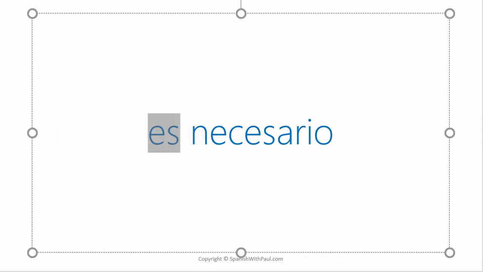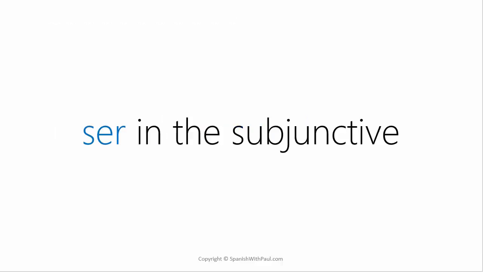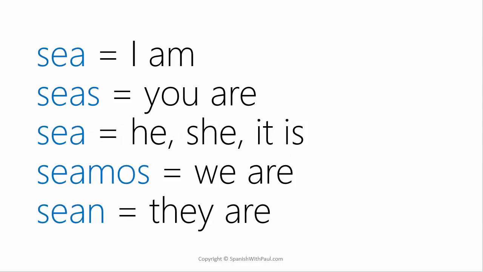And what is the infinitive of that? What's the full verb of es? Where is it coming from? What verb? It's coming from ser. Now, ser in the subjunctive is something we haven't done yet. So let's run quickly through it now. It looks like this. Sea, seas, sea, seamos, sean. This is the verb ser in the subjunctive, and as you can see, the key sound is sea. Sea, seas, sea, seamos, and sean.